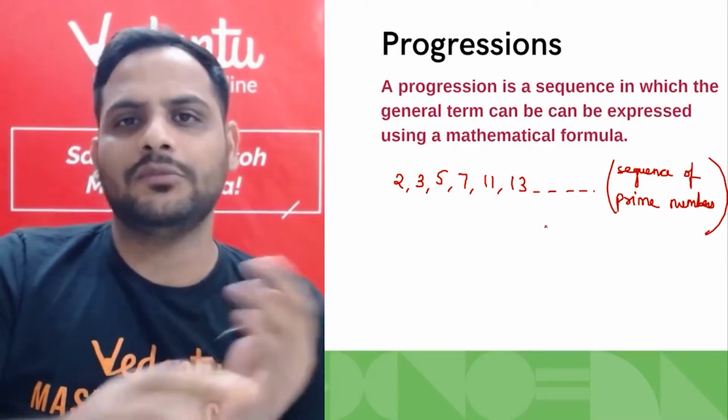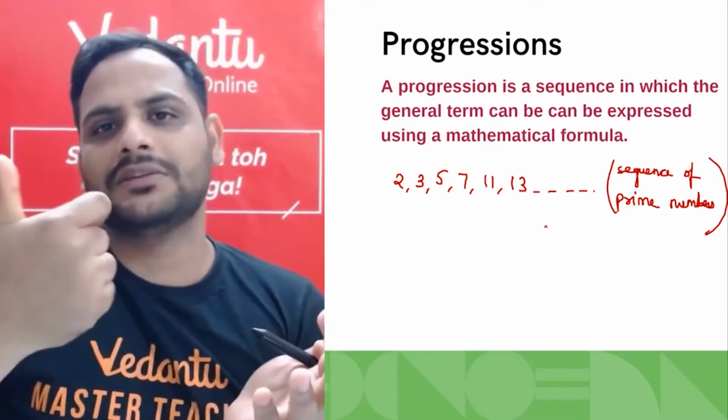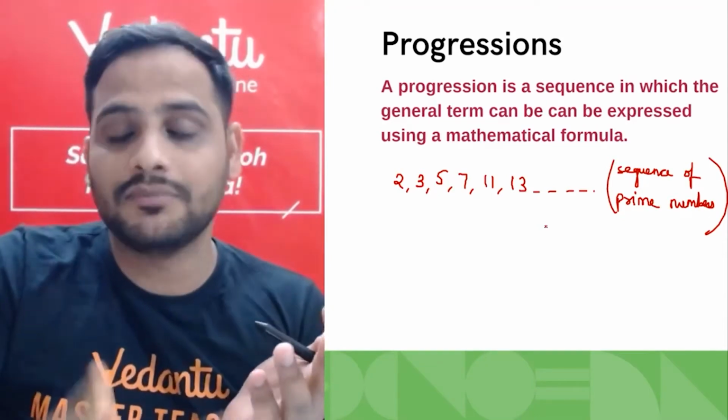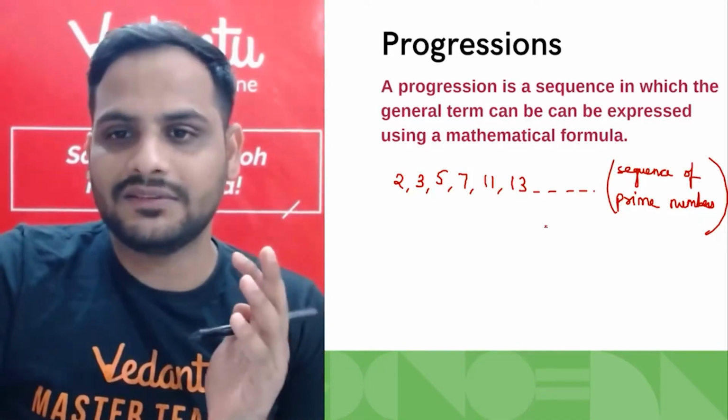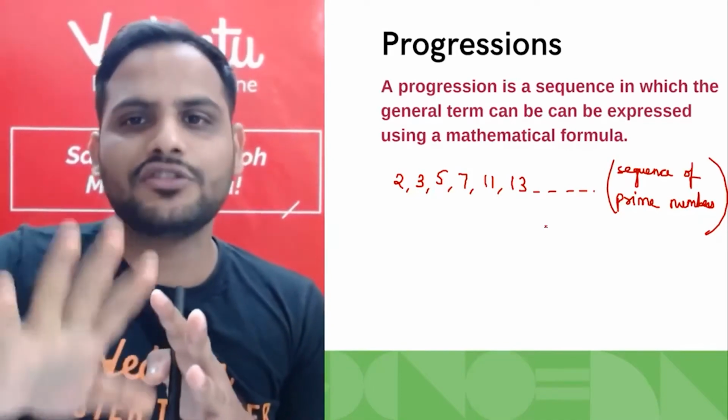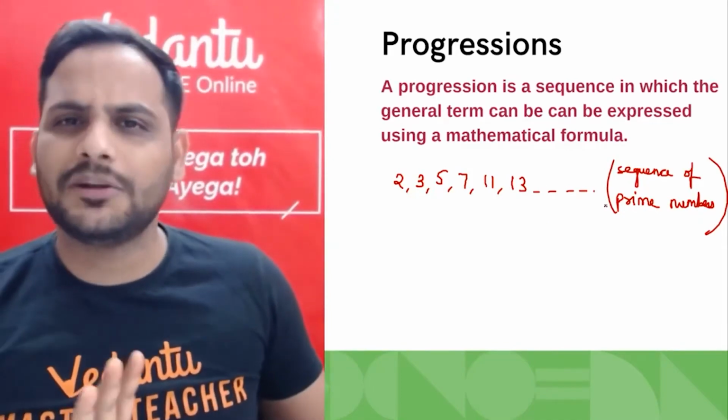After 13 what will come? I have to check. 14 is a composite number, 15 is a composite number, 16 is a composite number, 17 is a prime number. So I'll write 17. There is no mathematical formula, so it is not a progression.